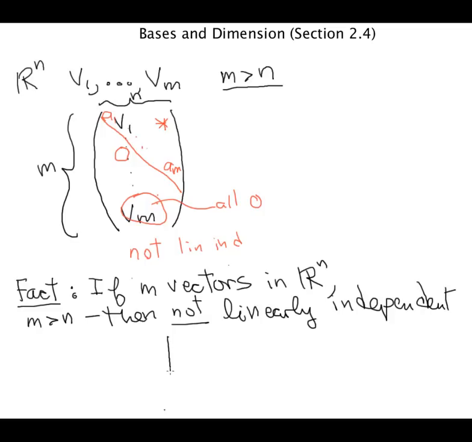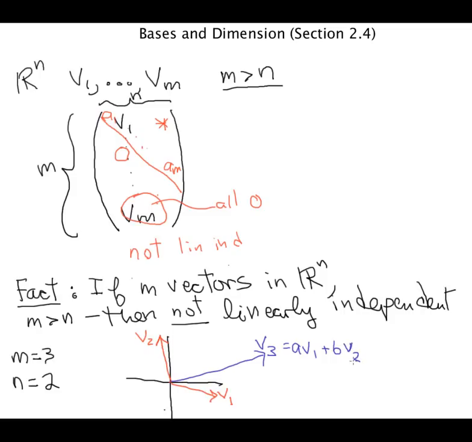Let's just draw a little picture to illustrate in R2. For example, if m is equal to 3 and n is equal to 2, you have 3 vectors in R2. Let's say you have your first vector v1 and a second vector v2. Then no matter what your third vector is, it's in the span of v1 and v2. v3 is some a v1 plus b v2, and that tells you that they're not linearly independent. So in R2 you can find at most 2 linearly independent vectors.